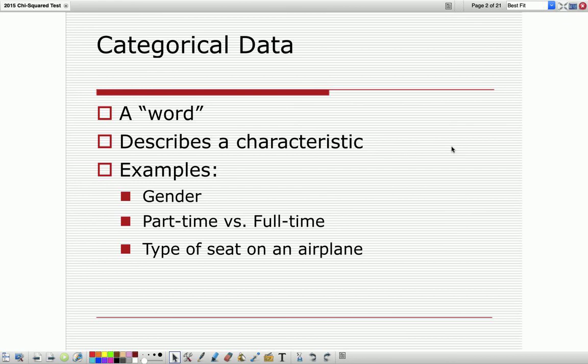Chi-square tests are for categorical data. So every hypothesis test that we have done up until now has been for quantitative data, whether it be for proportions when we had the counts out of a total, or for means. But now this is for categorical. So remember, categorical data is a word describing a characteristic like gender, part-time, full-time, type of seat on an airplane, whatever.